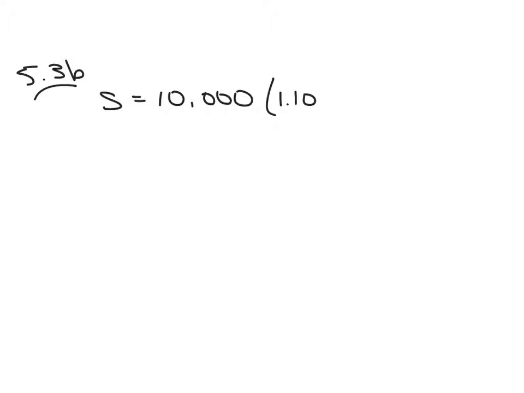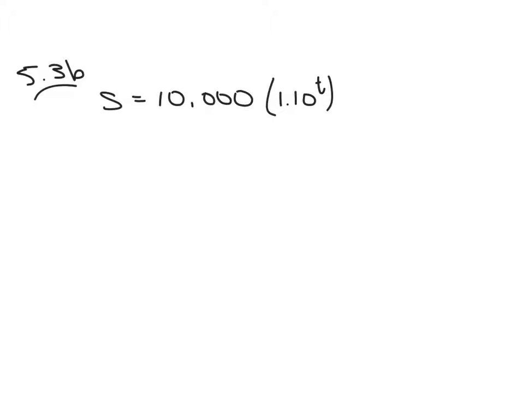and 1.10. This is actually 110%, so we want the 100% of what we put in, and then the 10% is the interest rate. So that's where the 1.10 came from. It's 110% made into a decimal. And then we have an exponent of t. Okay, so again, we have an exponent of t, so we're going to use logarithms.